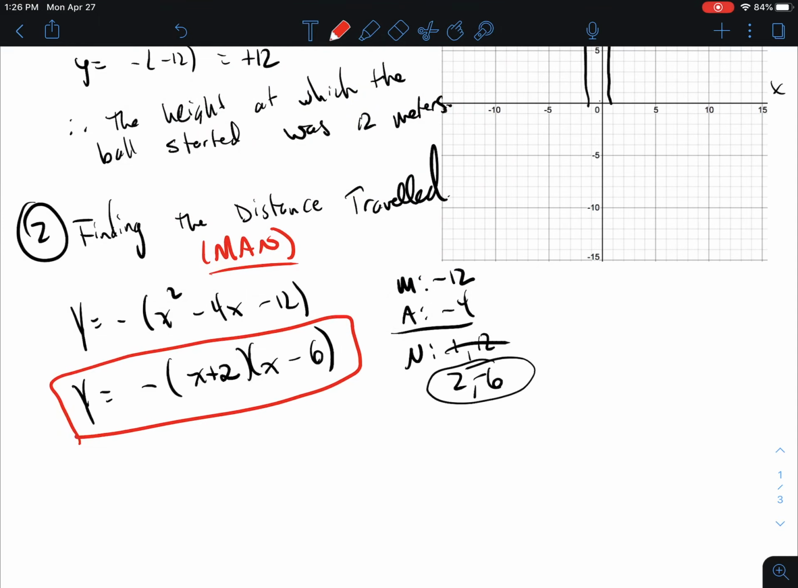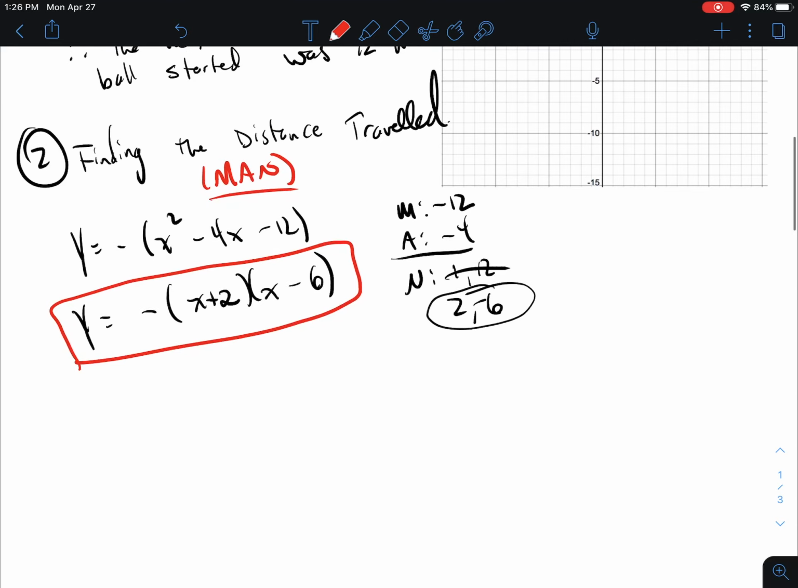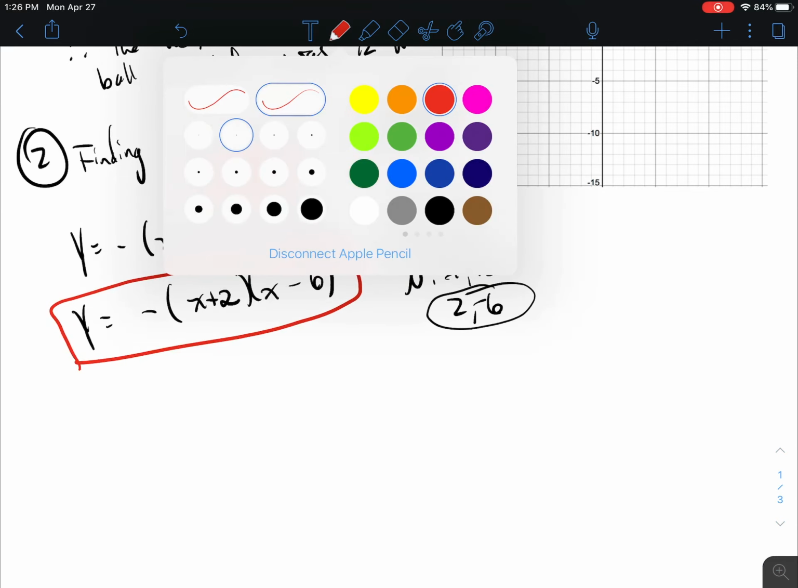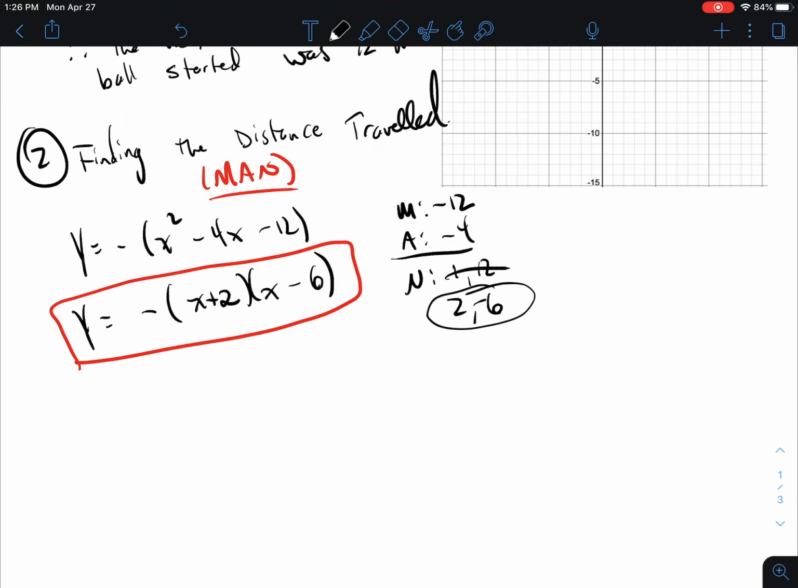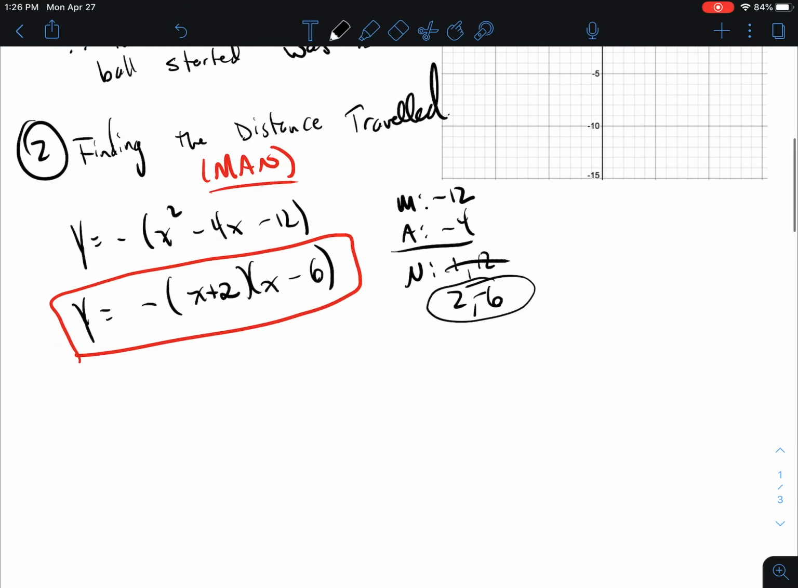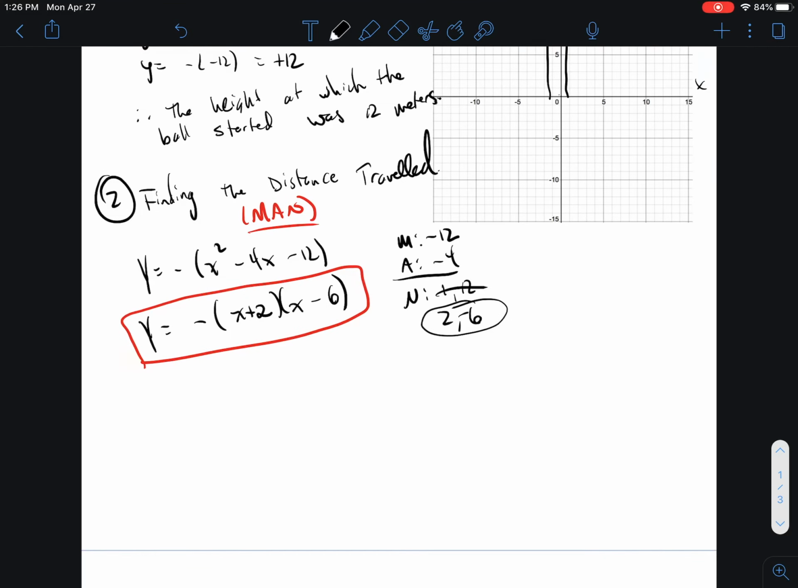Okay, that's my equation in factored form. Now, I'm not quite done yet. What you need to know is I need to figure out what the actual x-intercepts are from here. And the way it works is, once you write this out, it always has to be opposite of what's there.